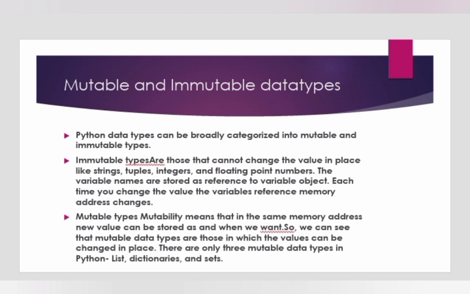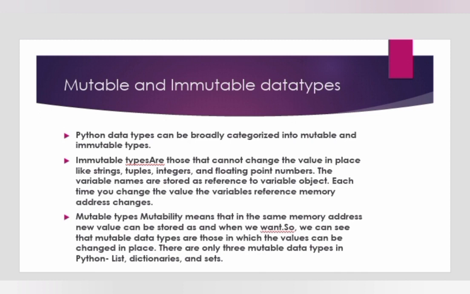Now, the very important concept in Python: mutable and immutable data types. Mutable means the values that can be changed, and immutable means the values that cannot be changed. So, Python has got two categories: mutable and immutable. Immutable types are those that cannot change the values in place. Like if you are declaring something as a string or as a tuple or as an integer or floating point, you cannot change them at that very point. Right? If you try to change any value in a string, it will give an error because it is immutable.